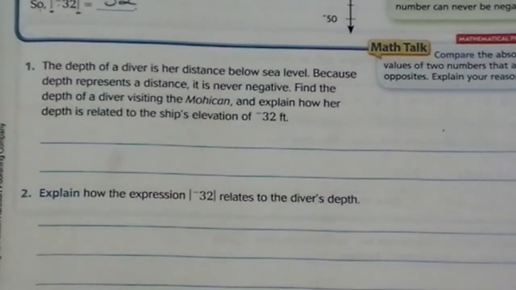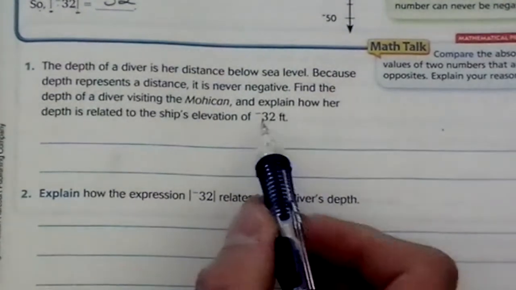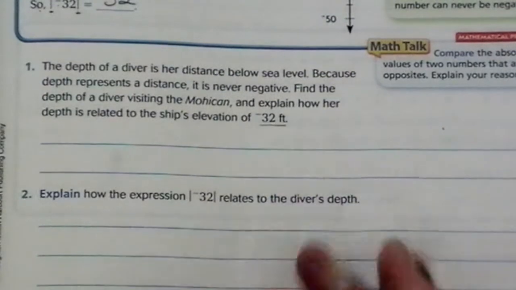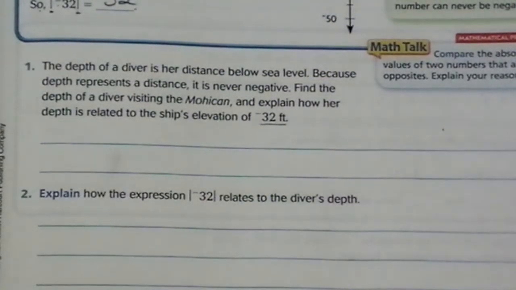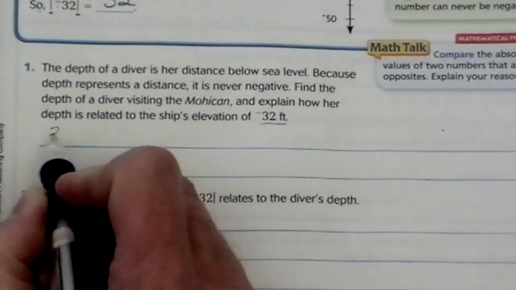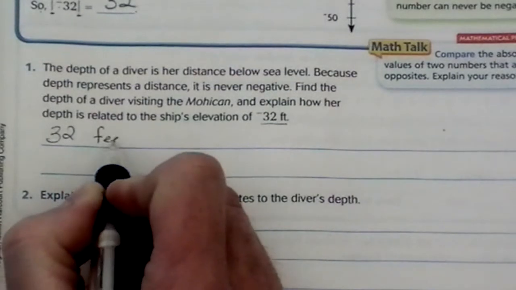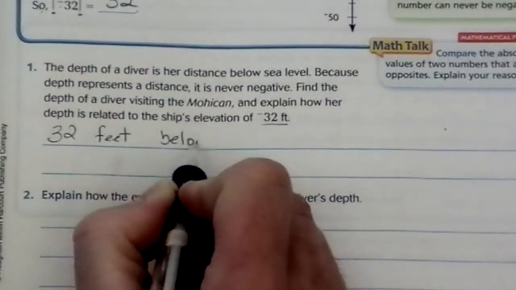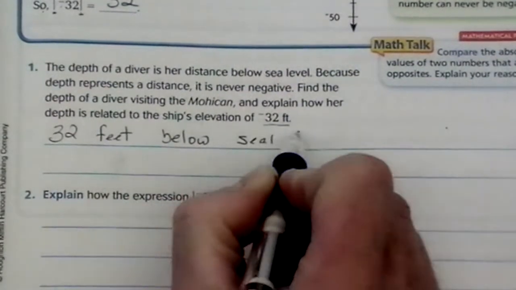All right, so here I am. The ship's elevation is negative 32 feet. How deep would our diver have to be in order to be negative 32 feet below sea level? Well, that's the answer. She is 32 feet below sea level.